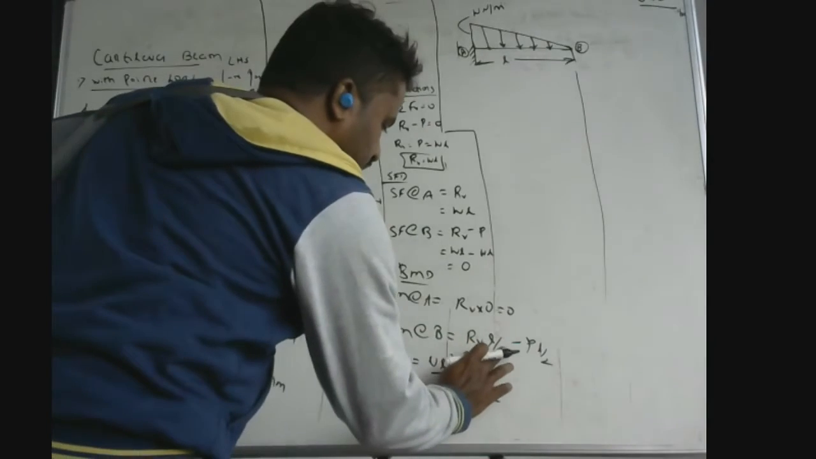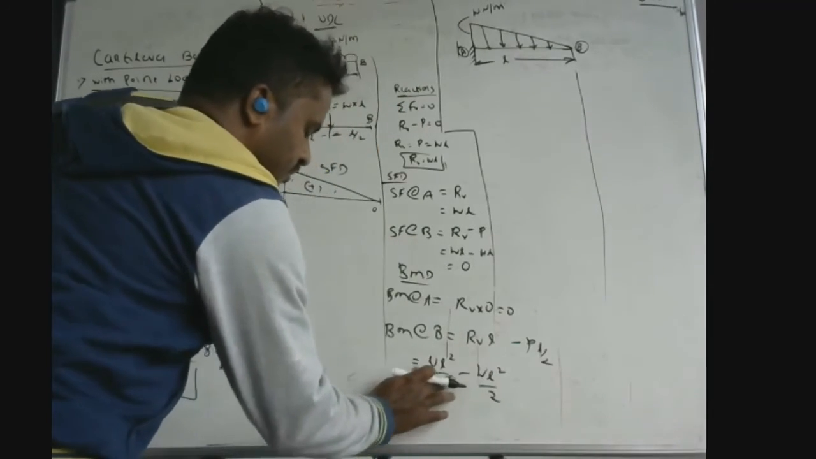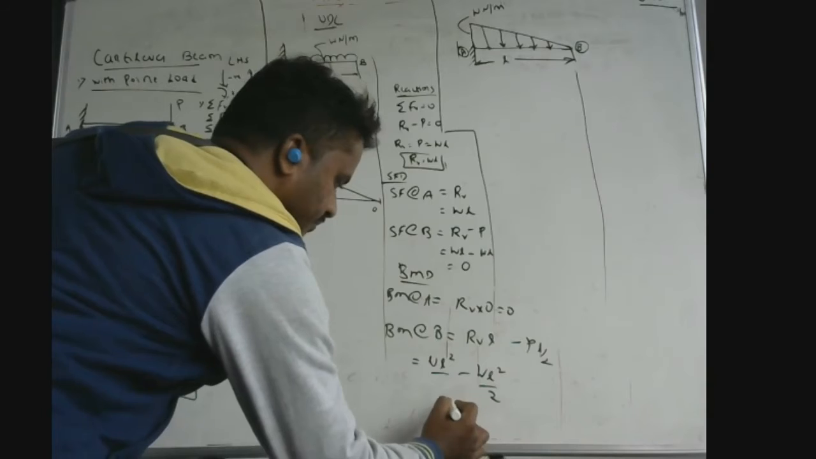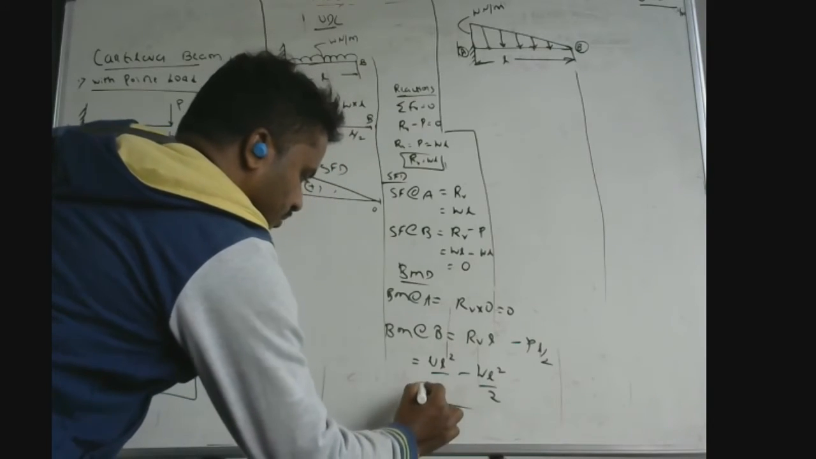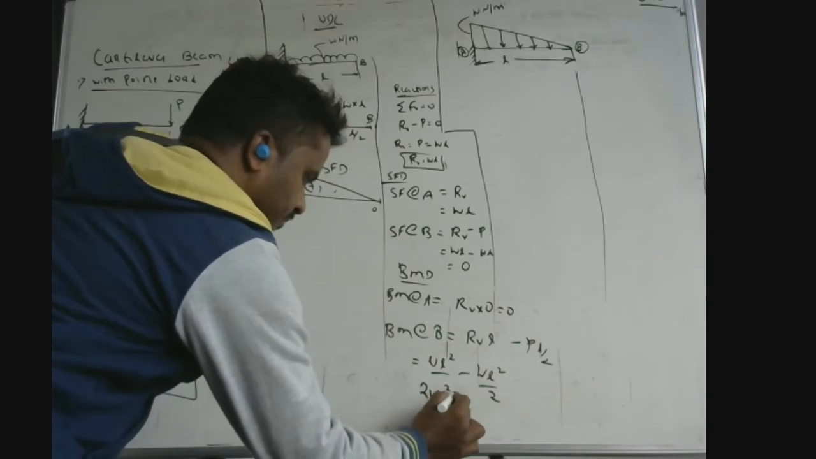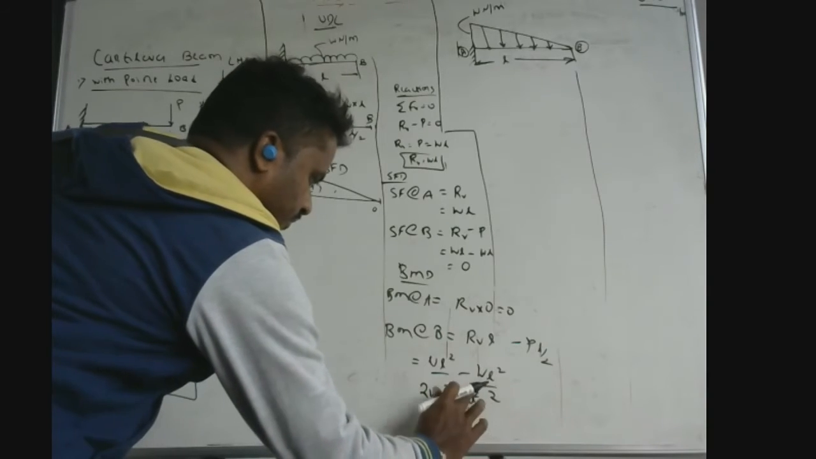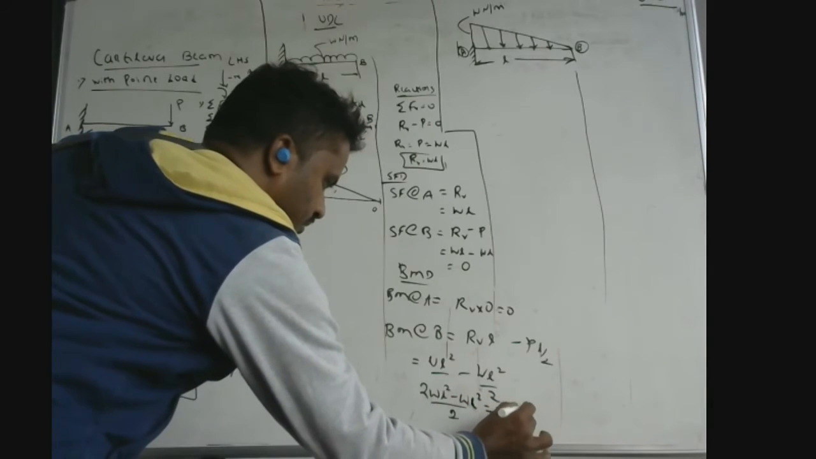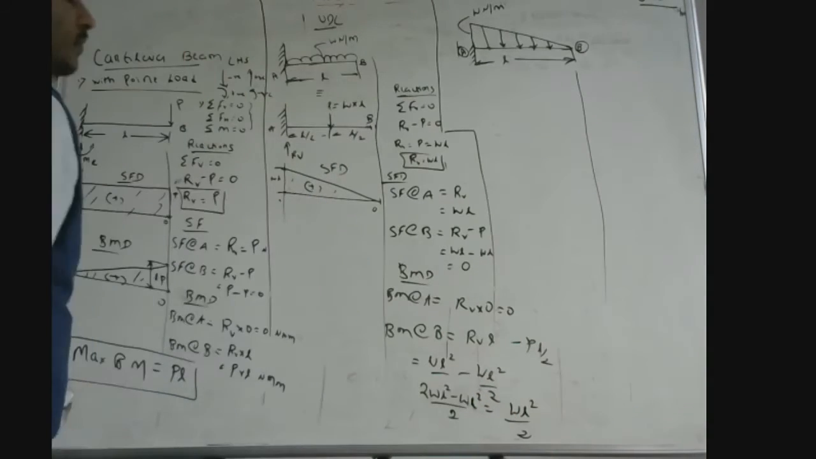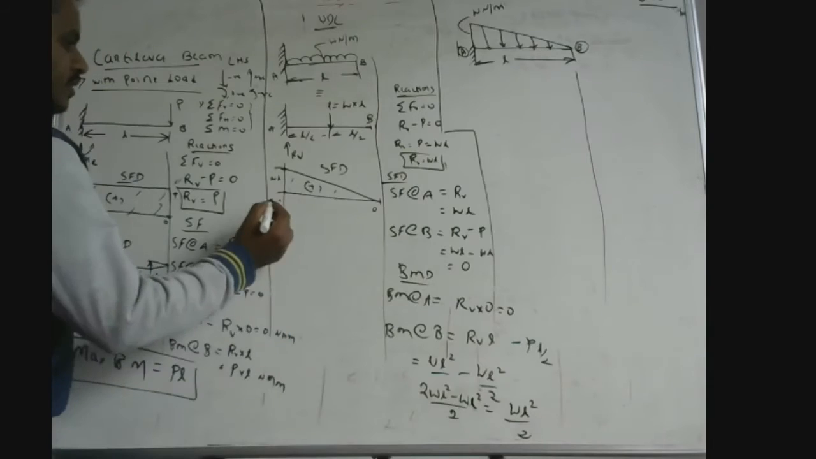Not L by 2, sorry, 1 into L. So, I can take 2 as LCM. Take 2 as LCM. That becomes 2WL square minus WL square. Therefore, that becomes WL square by 2. So we got all the points.